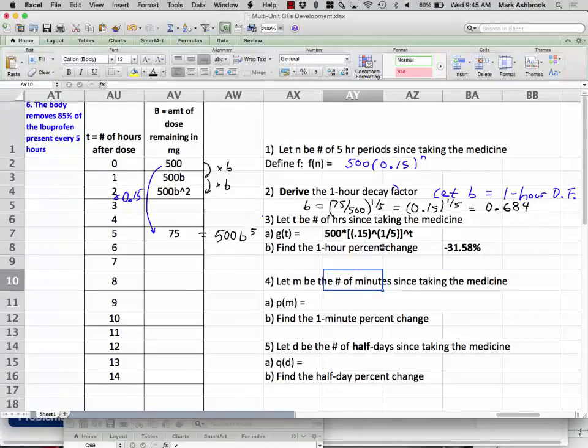Right. So before, we knew the 5 hour, and to get the 1 hour, we took the 5 hour decay factor to the 1/5. So now we know the 1 hour, and we want the 1 minute. We're going to take that 1 hour decay factor to the 1/60th.